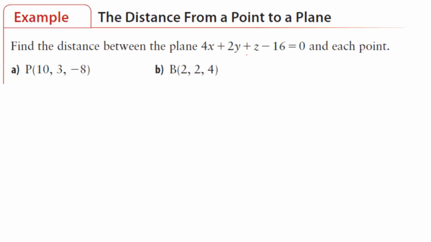Can you find the distance between the plane whose scalar equation is 4x plus 2y plus z minus 16 equals 0 and each point below? First of all, in question A, point P whose coordinates are 10, 3, and -8. Then in question B, we have a point B whose coordinates are 2, 2, and 4. Okay, I'll give you 5 minutes to have a look at these questions.